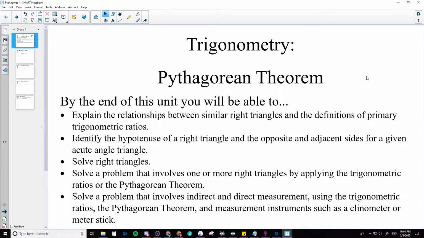You'll be able to identify the hypotenuse of a right triangle and the opposite and adjacent sides for a given acute angle in a triangle. You'll be able to solve right triangles. You'll be able to solve a problem that involves one or more right triangles by applying the trigonometric ratios or the Pythagorean theorem. And you'll be able to solve a problem that involves indirect and direct measurement using the trigonometric ratios, the Pythagorean theorem, and measurement instruments such as a clinometer or a meter stick.